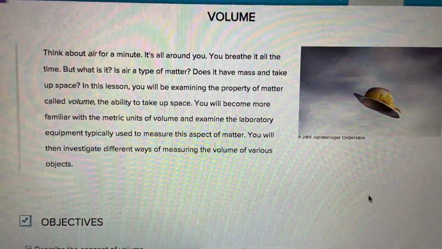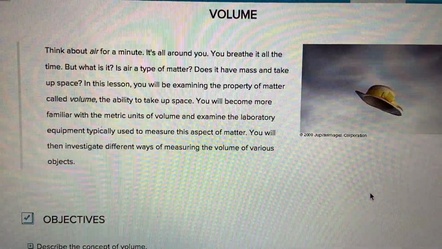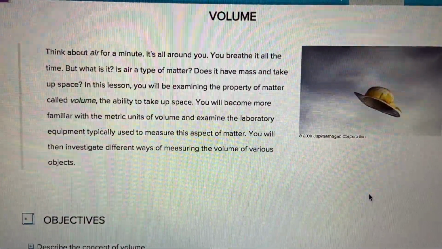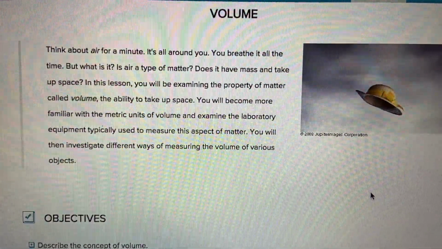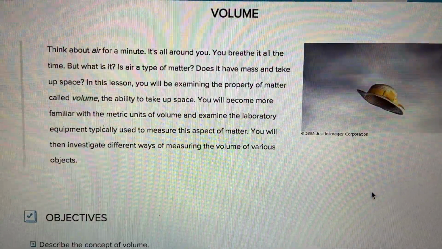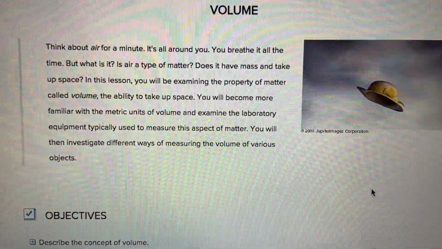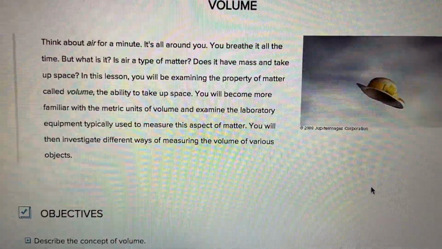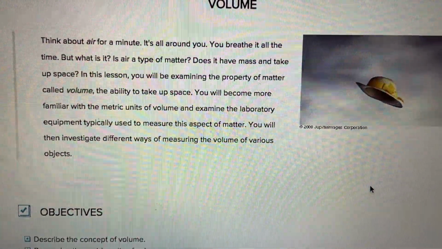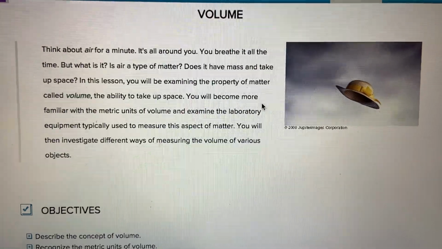In this lesson, you'll be examining the property of matter called volume, the ability to take up space. You will become more familiar with the metric units of volume and examine the laboratory equipment typically used to measure this aspect of matter. You will then investigate different ways of measuring the volume of various objects.